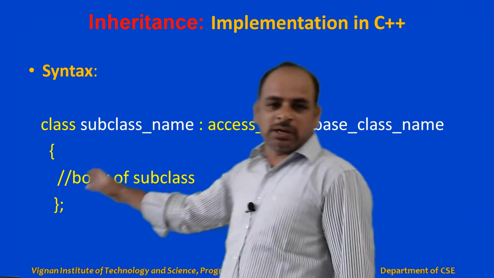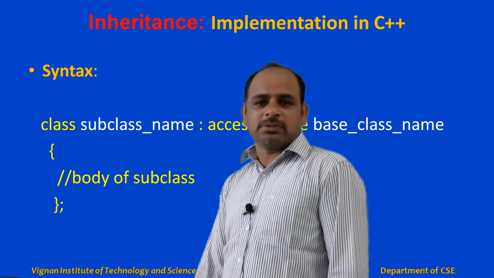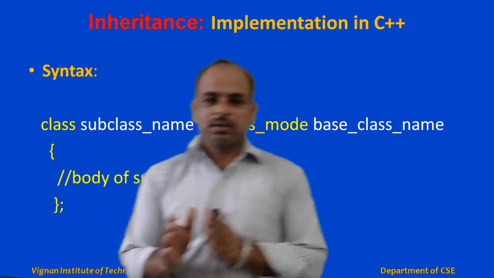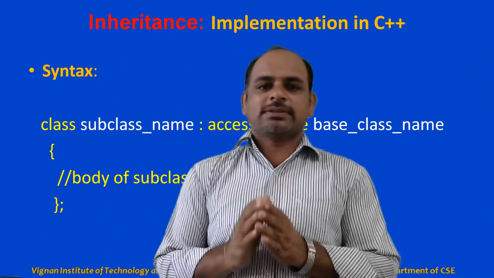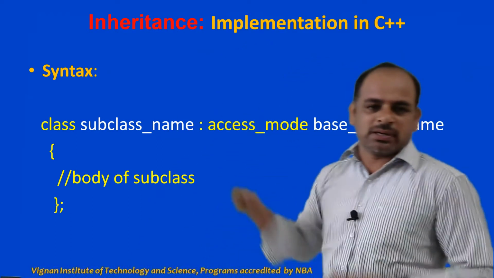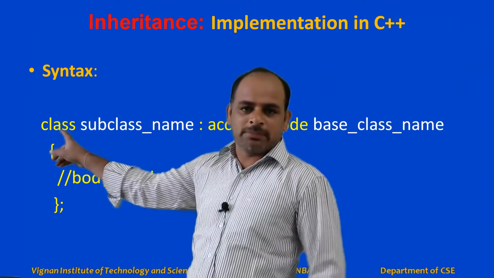Whatever code you want to write, you can write within the body of the particular class here. So this is the basic implementation syntax of inheritance. Is it clear? I hope you understood this. So only syntax. First, the class keyword is common. Once again, I am repeating.